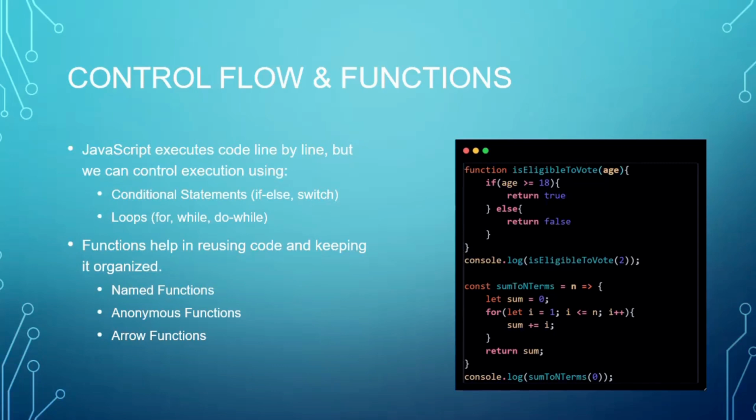Loops allow us to repeat a block of code multiple times. JavaScript supports for, while, and do while loops. These are useful for iterating over arrays or executing a task multiple times until a condition is met.